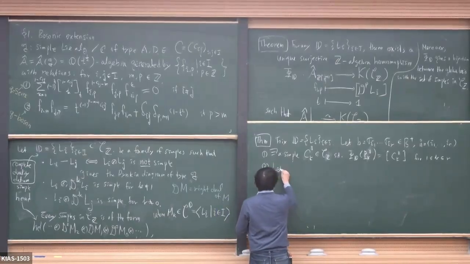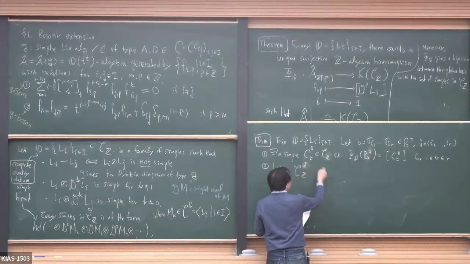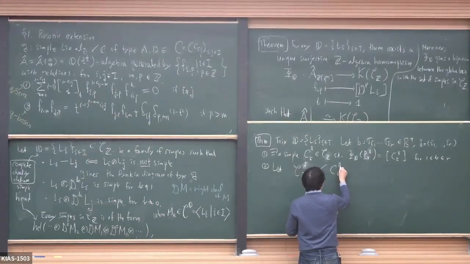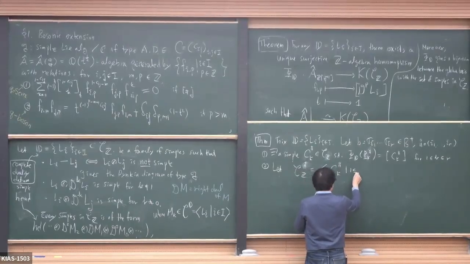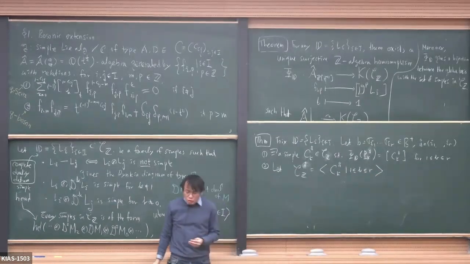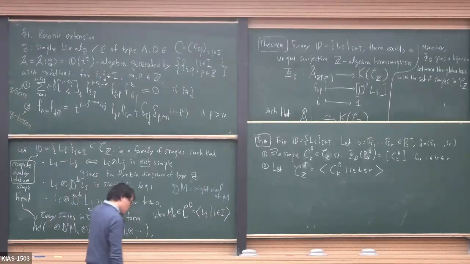So let's consider the following category. We need to choose D or GXD. So you don't need it. And let's consider the subcategory corresponding to I, the category generated by those simple objects. By this I mean the monoidal subcategory stable by extension and subquotient.